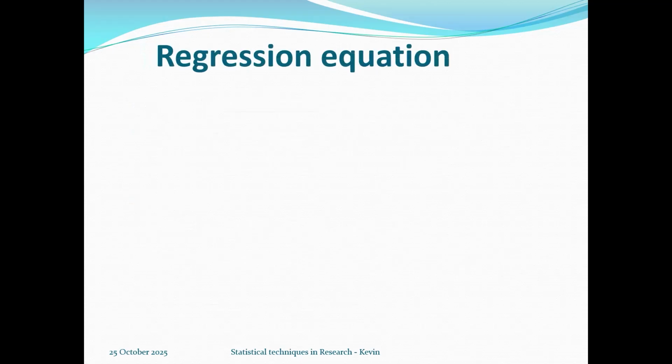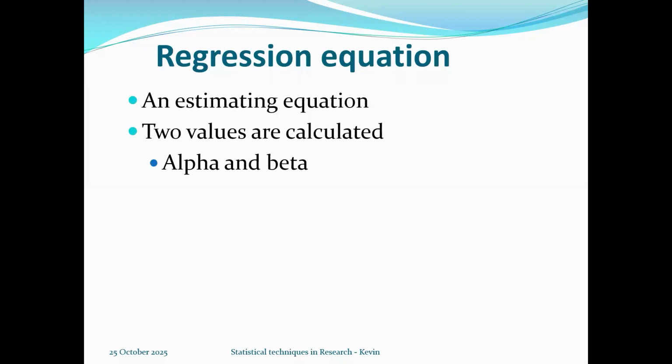In correlation you get an R value. In regression analysis you get an equation showing the relationship between the two variables. It is an estimating equation. Two values will be calculated in the equation, called alpha and beta. These are Greek letters, alpha and beta. So in regression analysis, two values are calculated: the alpha value and the beta value.